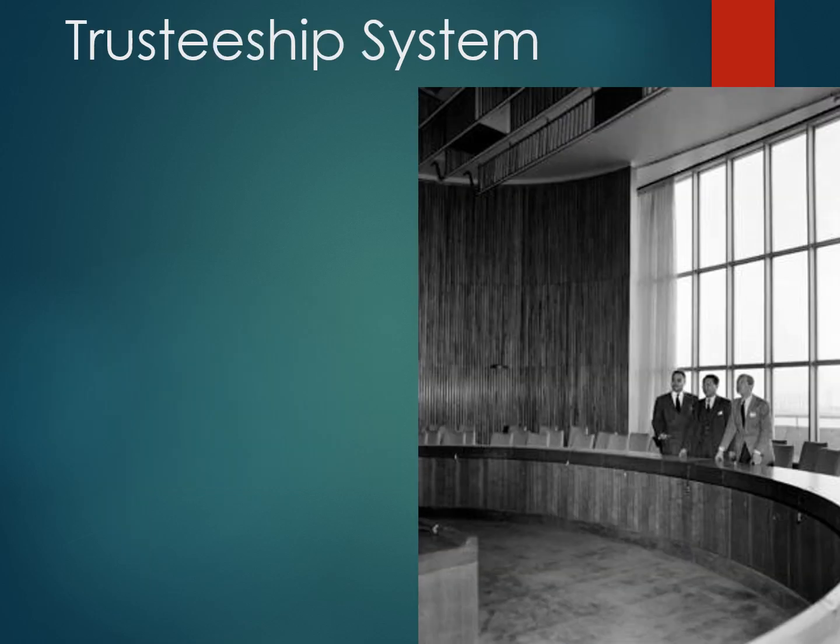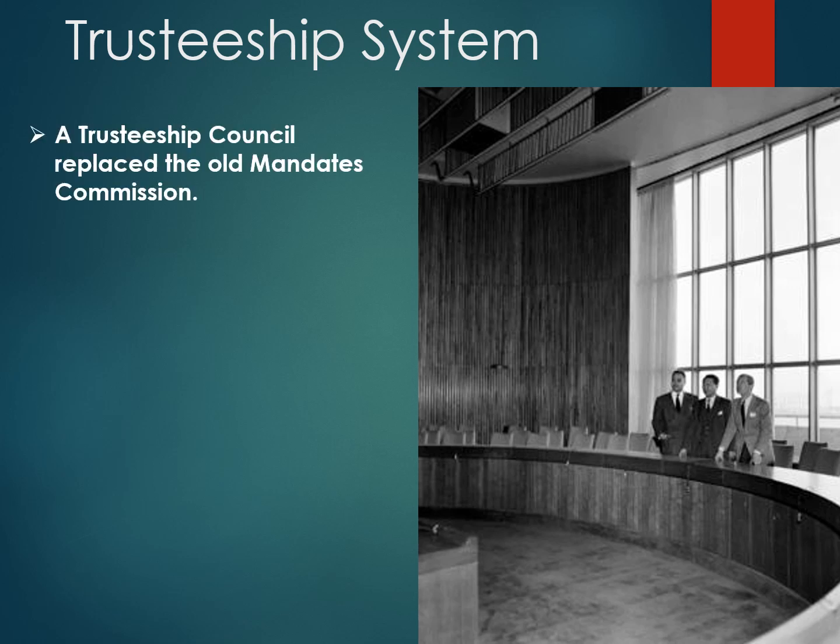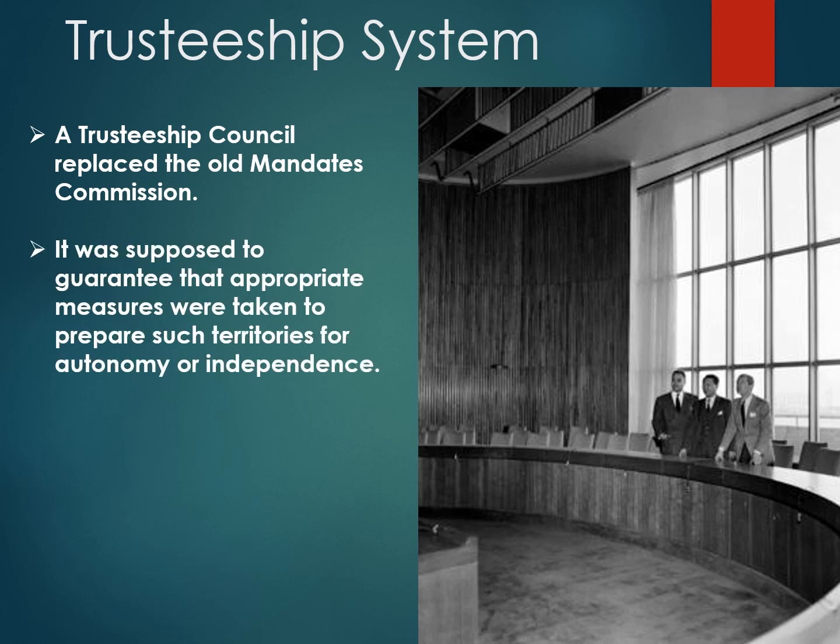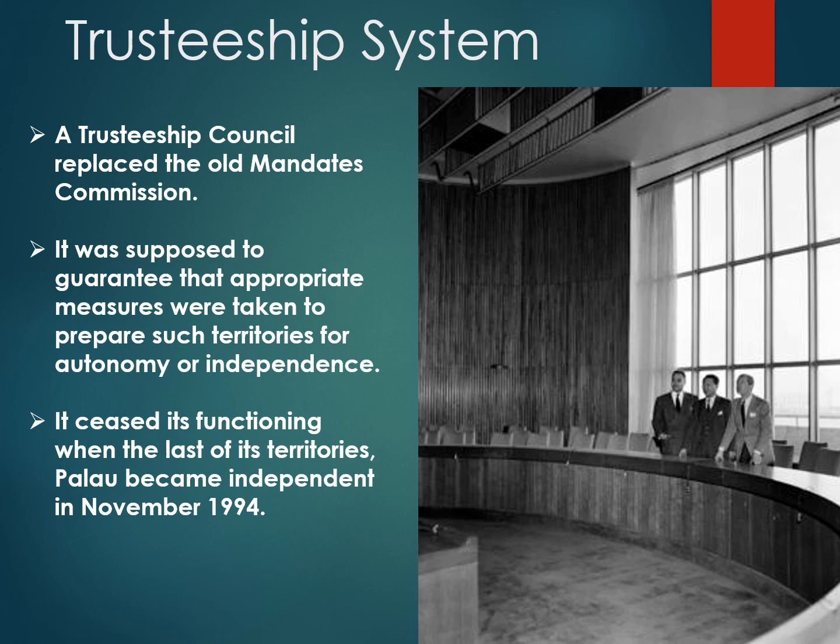One more body that carries over, but under a different name, is the old Mandates Commission, which is replaced by the Trusteeship Council. The trusteeship system is similar to the mandate system. It was supposed to guarantee that appropriate measures were taken to prepare territories such as former colonies and underdeveloped or undeveloped areas for autonomy or independence. It ceased functioning in 1994, when the last of its territories became independent. That was Palau in 1994.